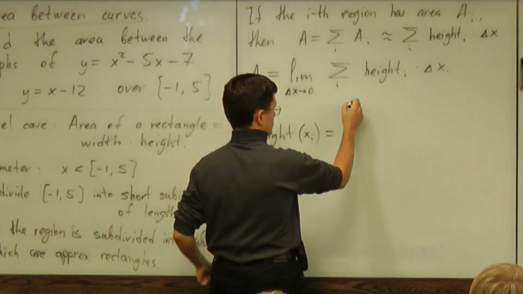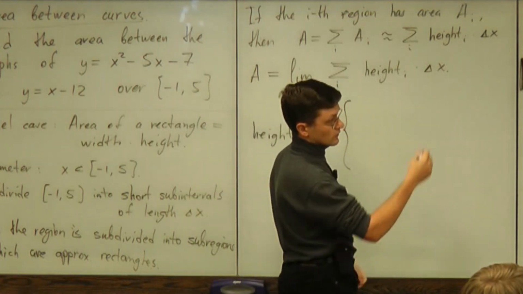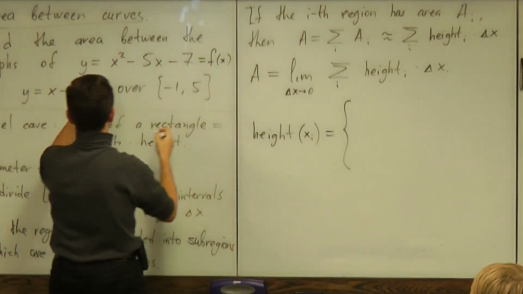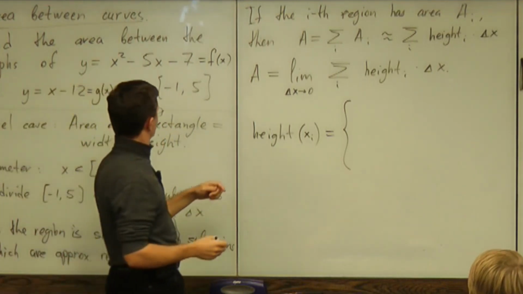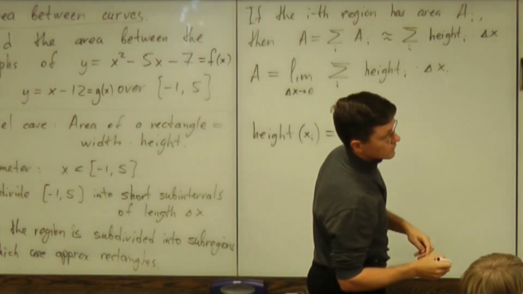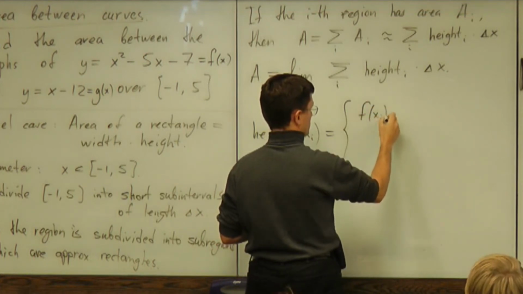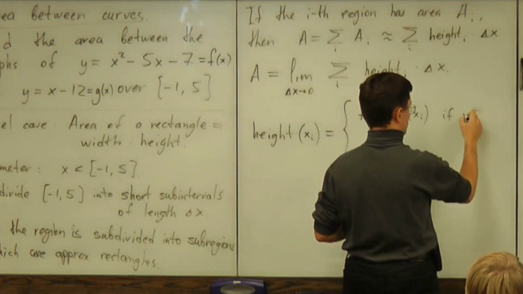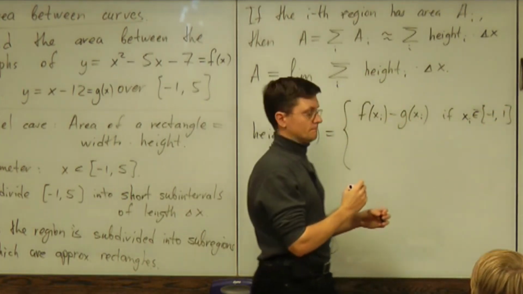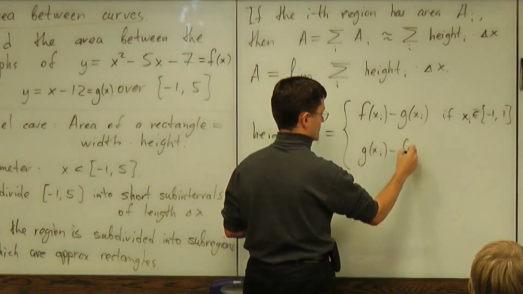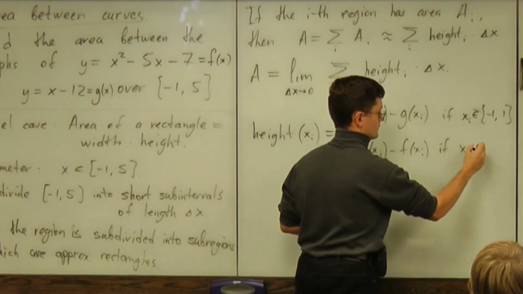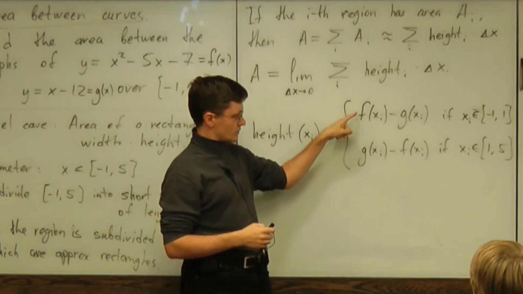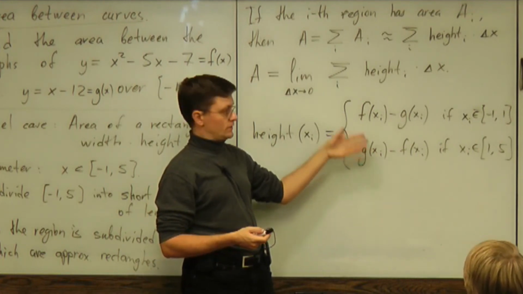And I see from the picture that there are exactly two cases. First, I compute the difference one way, and let me introduce the notation. Let me call this f of x and that g of x. Then the height is going to be f of x minus g of x if x_i is between -1 and 1. And it will be g of x_i minus f of x_i if x_i is between 1 and 5. So what I'm getting here is a partially defined function of x_i. It's defined by different formulas on different intervals.